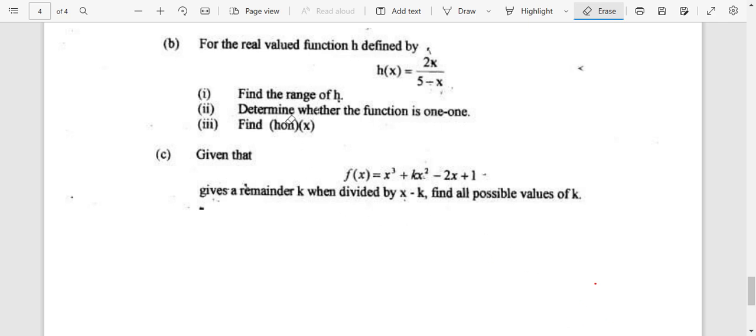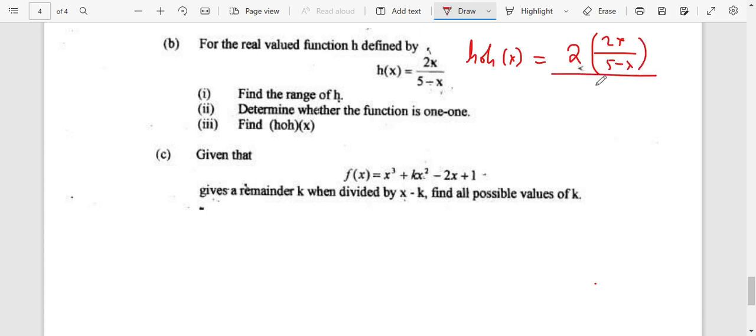The next one, we want to find h of h of x. So you have got h of x, which is 2x over 5 minus x. Where there is x, we are going to put 2x over 5 minus x, divided by 5 minus, where there is x, we are going to put 2x over 5 minus x. On top, we are going to have 4x divided by 5 minus x. I multiply these 2 with these 2. That is where the 4 has come from.